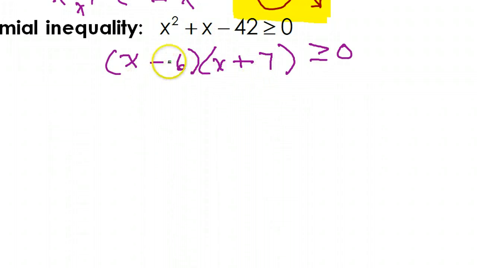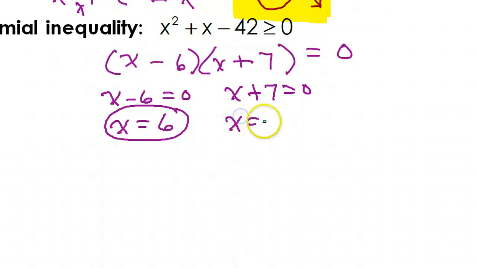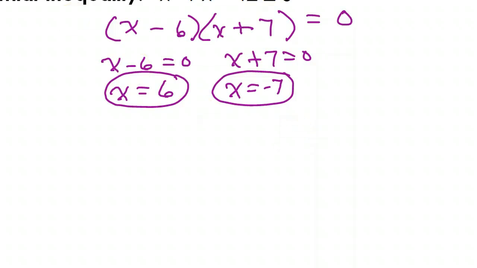Okay, we need to find the zeros of the equation. So if I set this equal to 0, okay, in fact maybe I'll just do it from 0 right here. If I set these equal to 0, so x minus 6 equals 0, x plus 7 equals 0, that's going to give me x equals 6 and x equals negative 7. Alright, that's important because those are the zeros of the function. That's why I set it equal to 0.